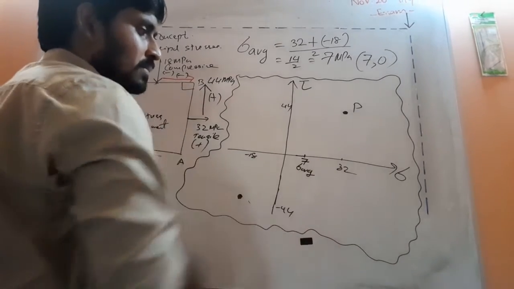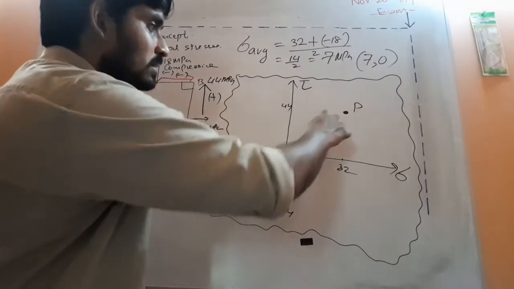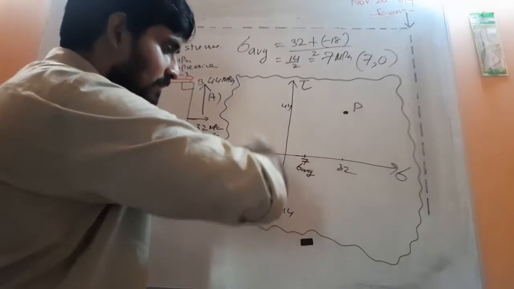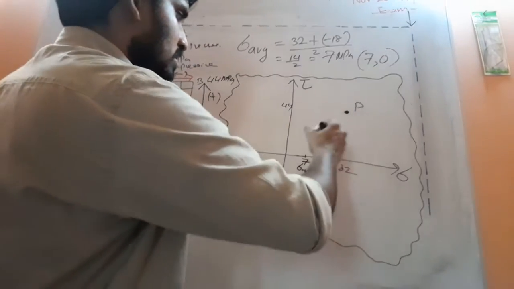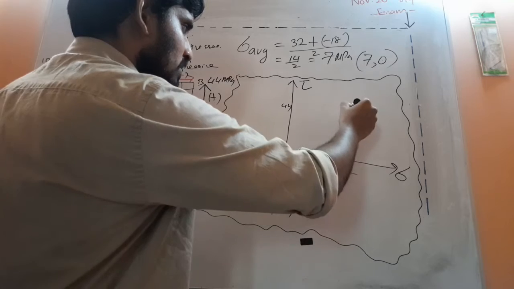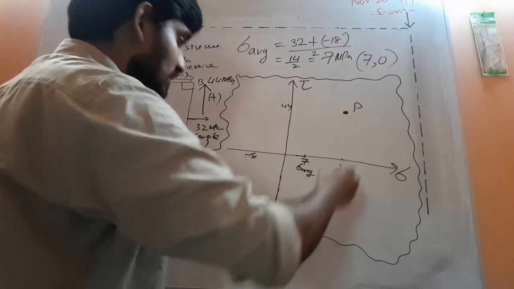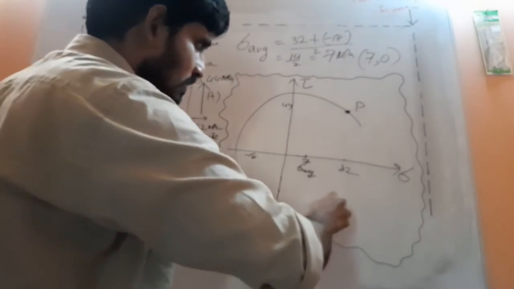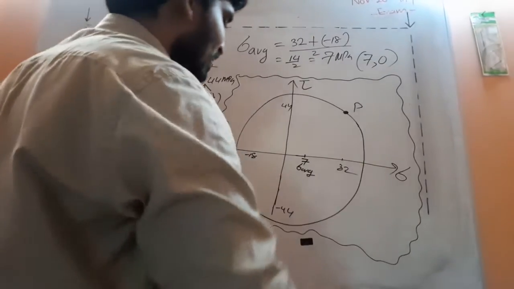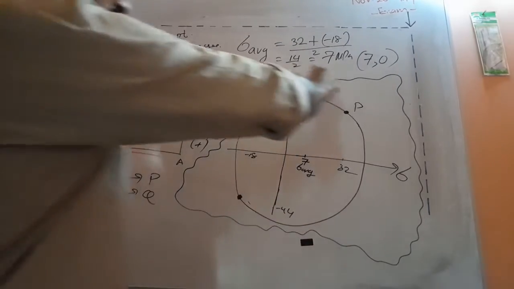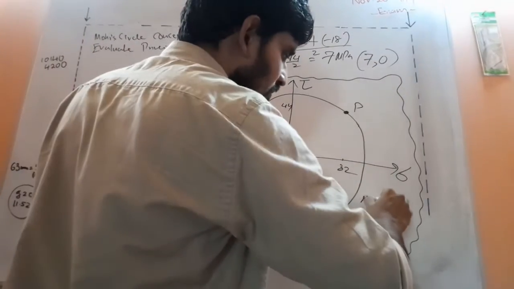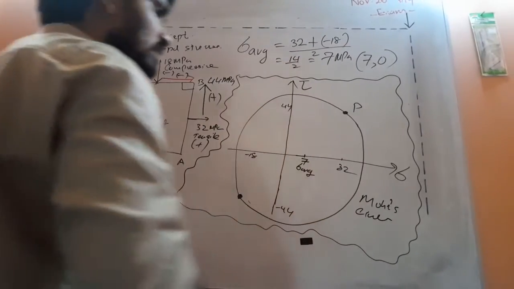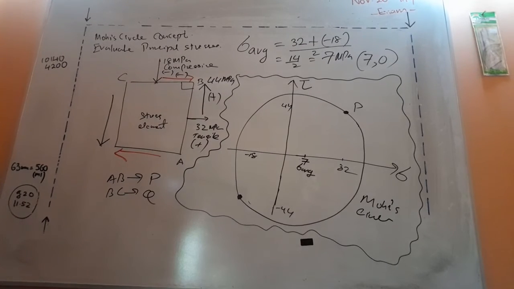There is a circle, we know the center. These 2 points must be located on the circumference of the circle. So I'm not that much good at sketching. Let's complete the circle. So what is this circle? This is the Mohr's circle. Very easy. It's not hard, right?